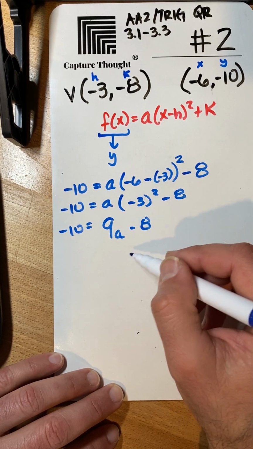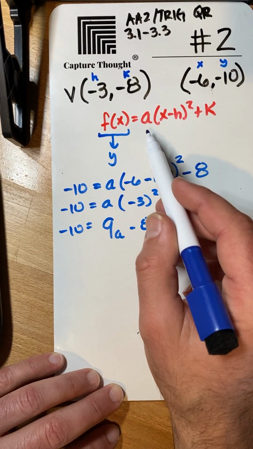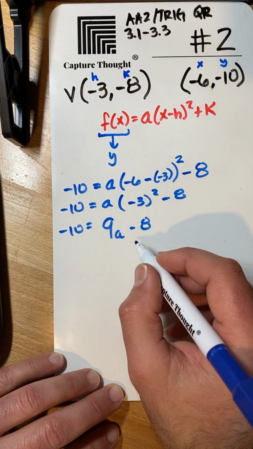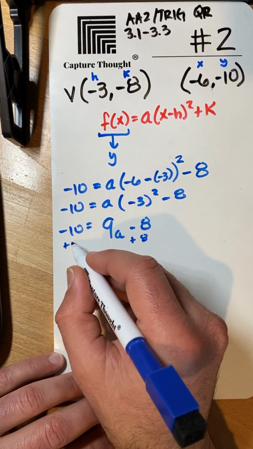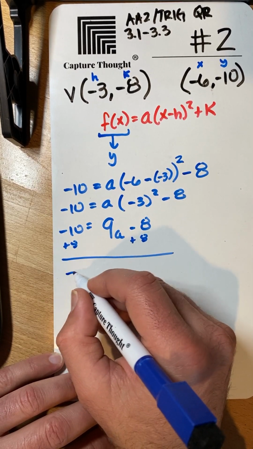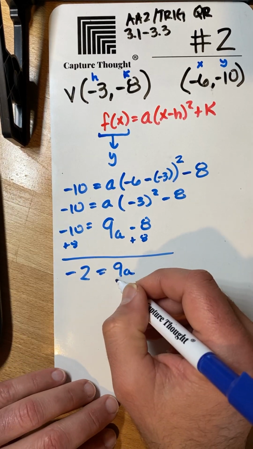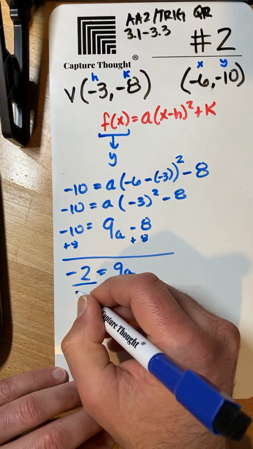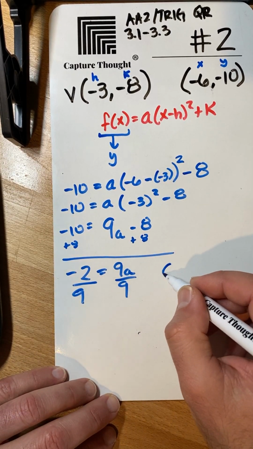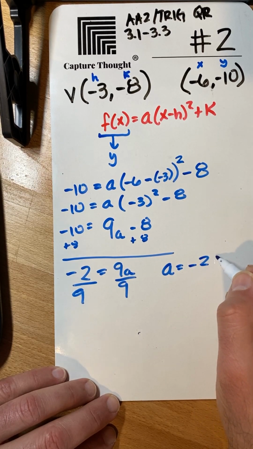Again, I want to solve for a here because I want to write this equation. That a was the one thing I didn't know. So I'm going to add 8 to both sides. So it looks like -2 is equal to 9a. Divide by 9 on both sides. And it looks like a is equal to -2/9.